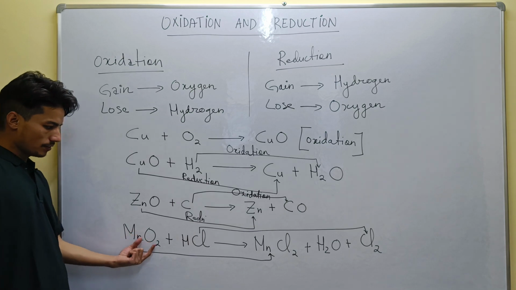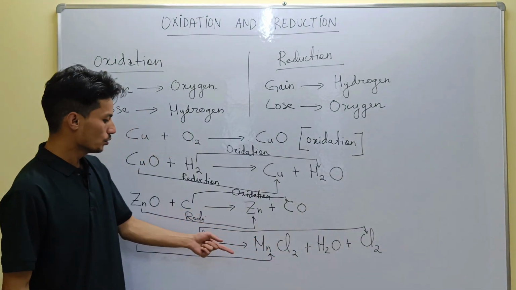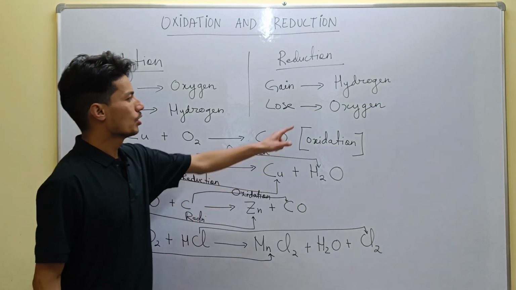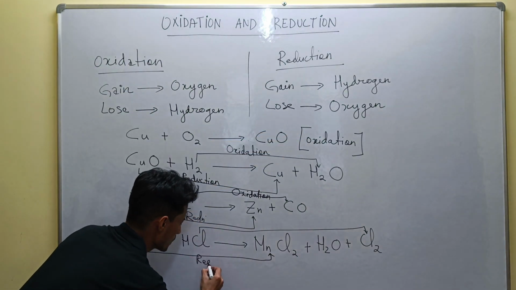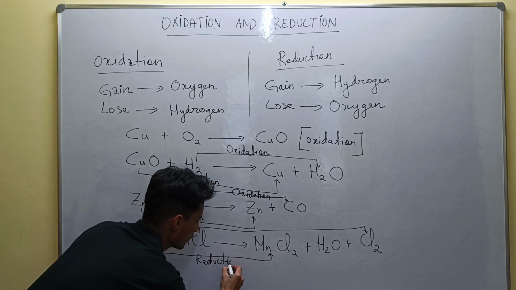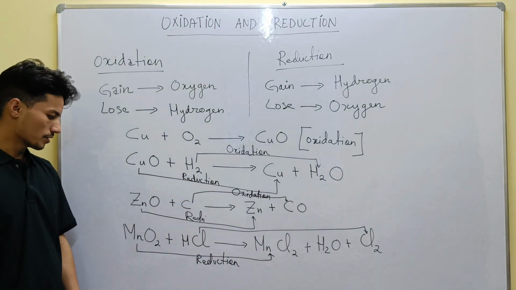So manganese oxide becomes manganese chloride. So it has lost oxygen. No more oxygen with manganese. It has lost oxygen. So this is which reaction? Reduction. So this has been identified as reduction.